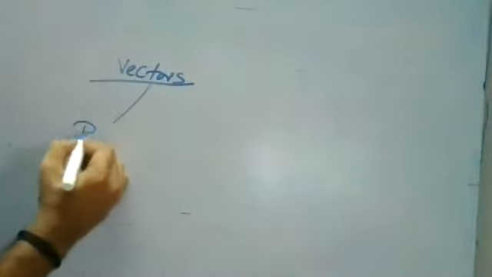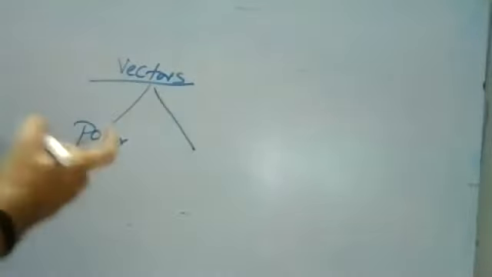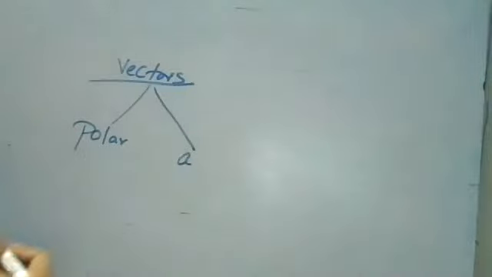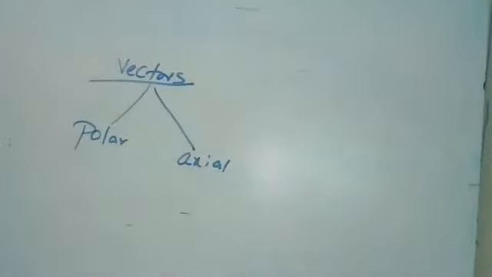Vectors are nothing but both magnitude and direction. Before going to types of vectors, remember that vectors are divided into two parts. Maybe you have studied this one. It is not types, it is division. Vectors are divided into two parts: polar vector and axial vector.